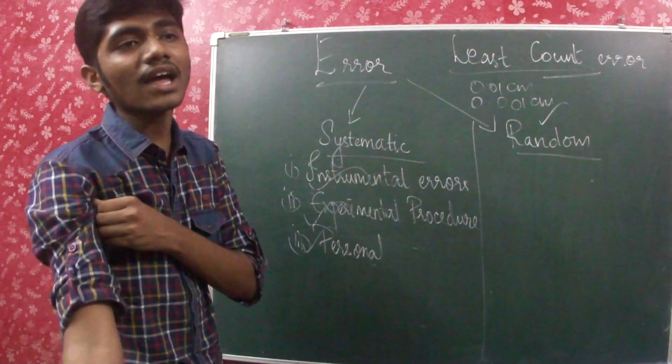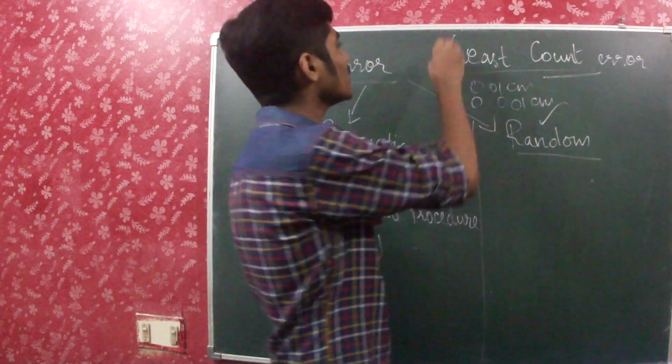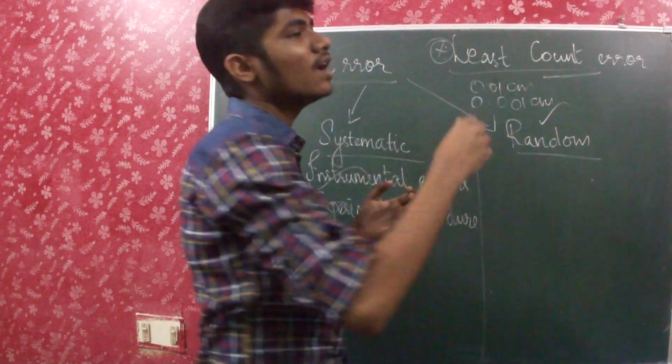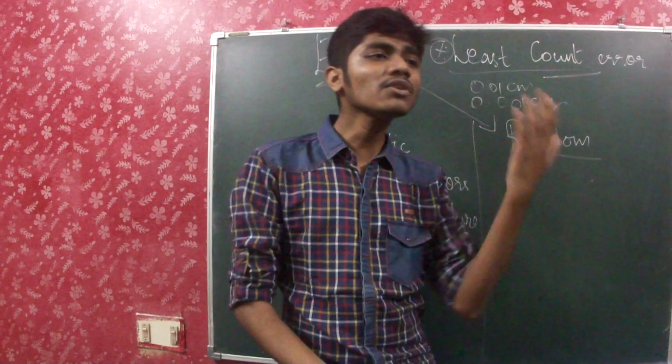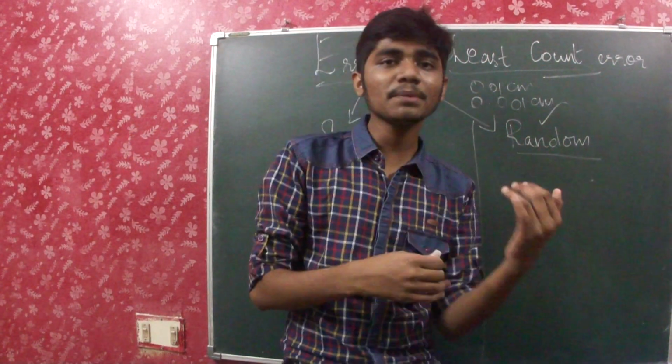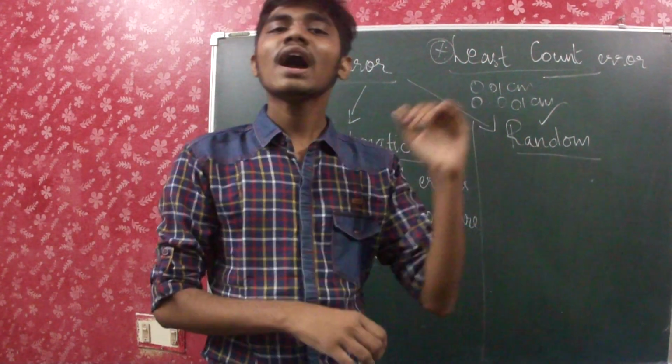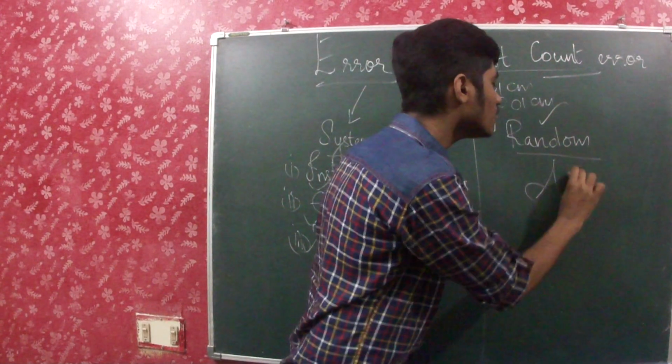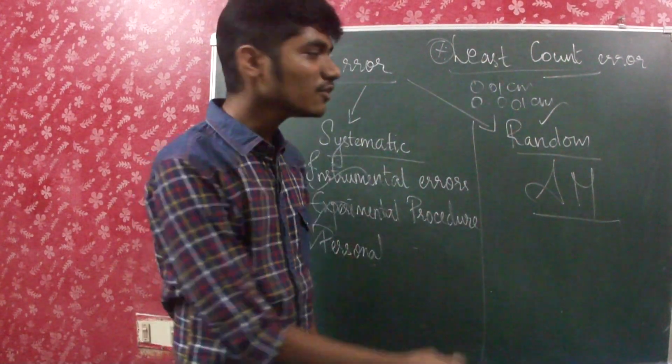Least count error can be minimized by using more precise instruments. Also, a very important thing which can minimize least count error is that we have to take a lot of readings for an experiment. We have to take nearly 5 or 6 readings, and then find the arithmetic mean of all of them. You know how to find the arithmetic mean.